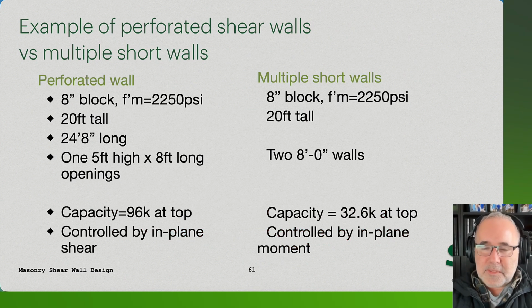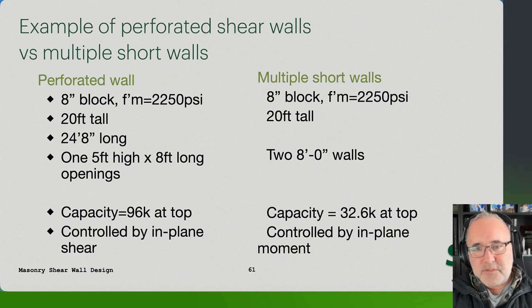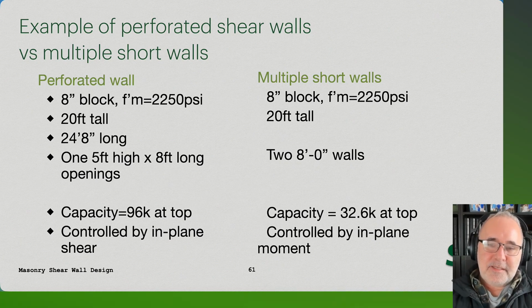So again, just a really quick example for this design. We can look at 2 of the similar type models, one with a perforated wall where we have a 96 kip capacity at the top, versus two short walls where we have far less shear capacity, again, just due to the overturning moment that we can account for the two different designs.